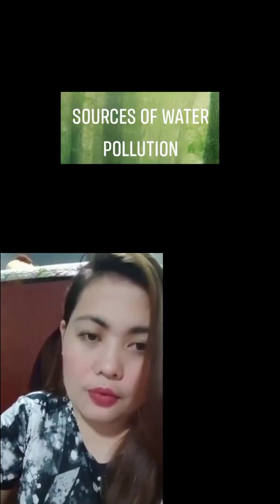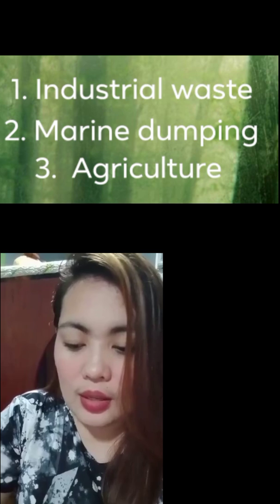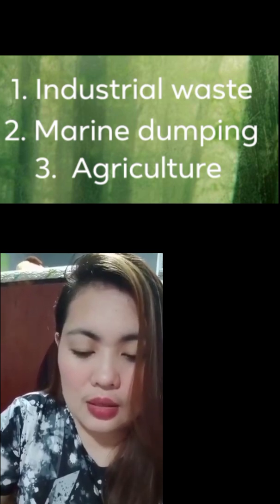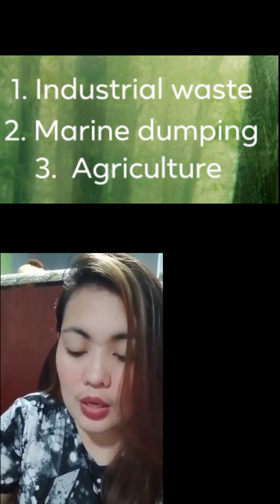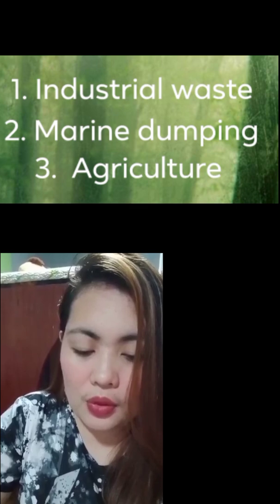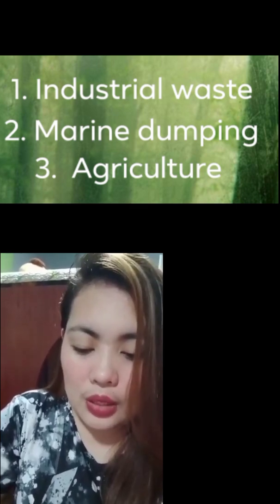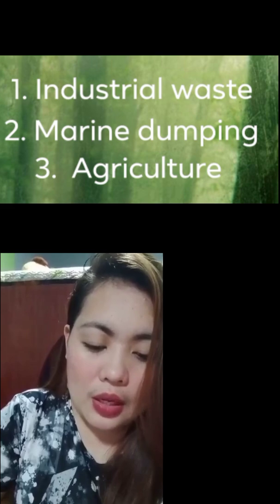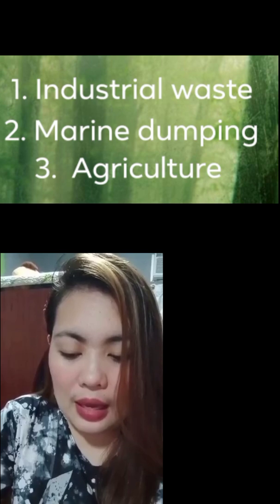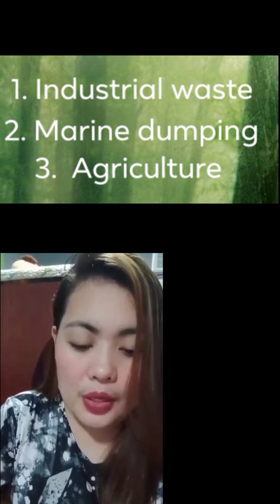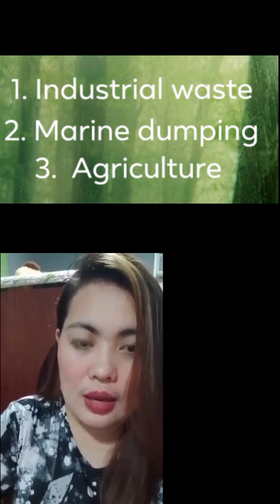The next type of pollution is water pollution. These are the sources of water pollution. Number one, industrial waste. Industries and industrial sites across the world are a major contributor to water pollution. They produce waste in the form of toxic chemicals and pollutants. Some still do not have a proper waste management system. In that case, industrial waste is dumped into nearby freshwater systems.